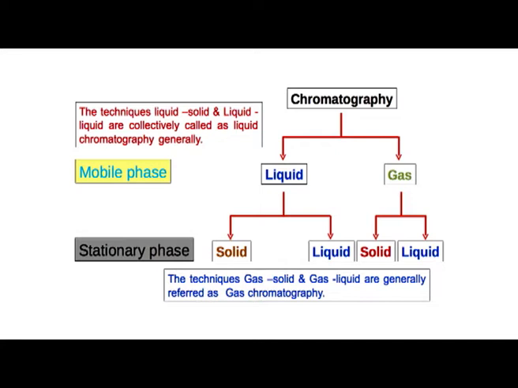On the other side, we have a gas as a mobile phase, and then we take 2 types of stationary phase, one is solid and the other is liquid. So, there are 2 categories for gas chromatography also, that is gas-solid chromatography and gas-liquid chromatography. The techniques liquid-solid and liquid-liquid are collectively called liquid chromatography generally, and the other technique, where gas is used as a mobile phase, has the 2 combinations, gas-solid and gas-liquid, which are collectively called gas chromatography.